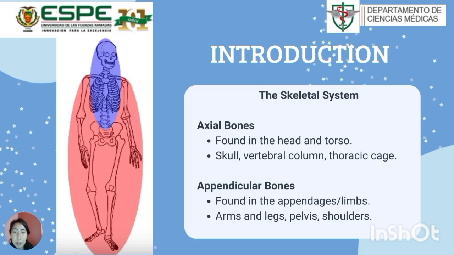The skeletal system can be categorized into two main divisions: the axial and the appendicular skeletons. The axial skeleton includes bones found in the head and torso, such as the skull, vertebral column, and thoracic cage. On the other hand, the appendicular skeleton comprises bones located in the appendages or limbs, including the arms, legs, pelvis, and shoulders.